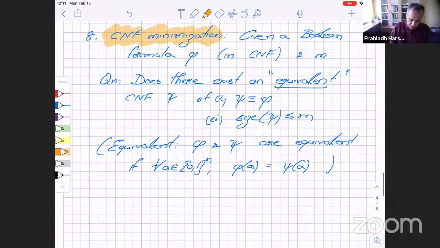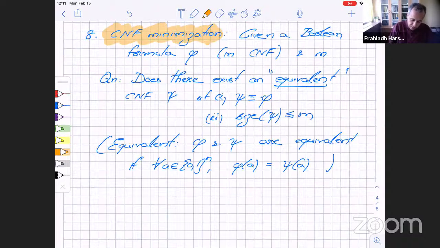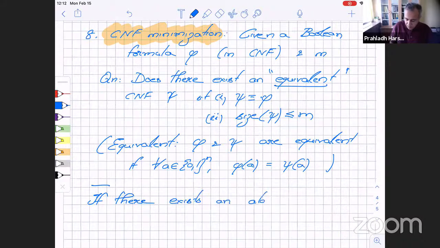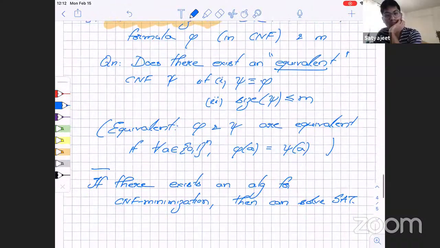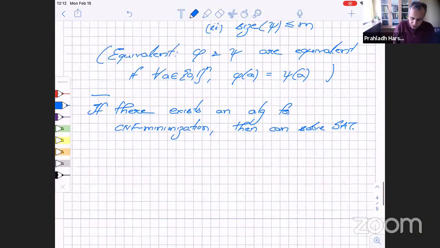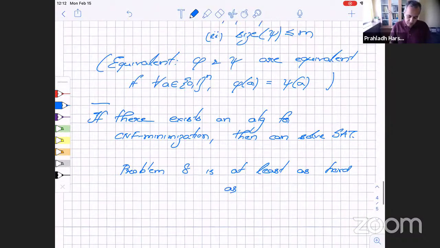So what we have discussed just now is basically of the following nature. We didn't formalize all of this. In some sense, say that if there exists an algorithm for CNF minimization, then we can solve SAT. We didn't formally go into it, but this is a flavor of what you were trying to say, and I made it a little more formal. So what does it say? In some sense, it says problem 8 is at least as hard as, what was the other problem? Problem 5.